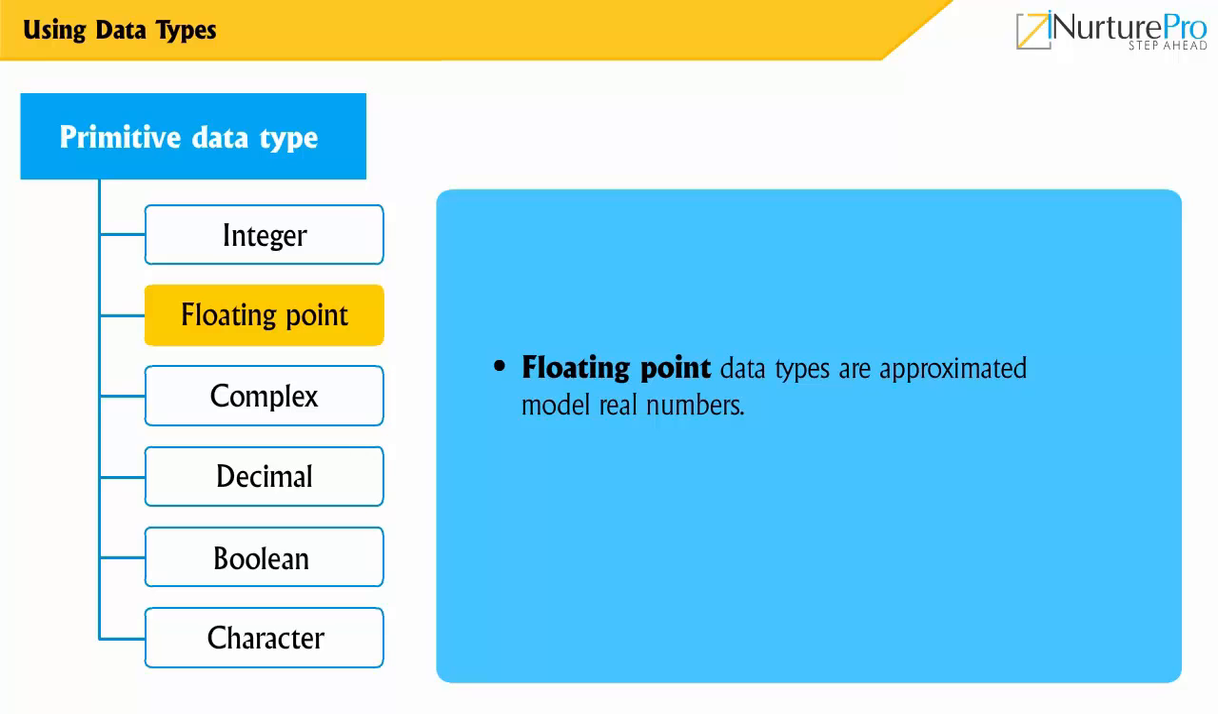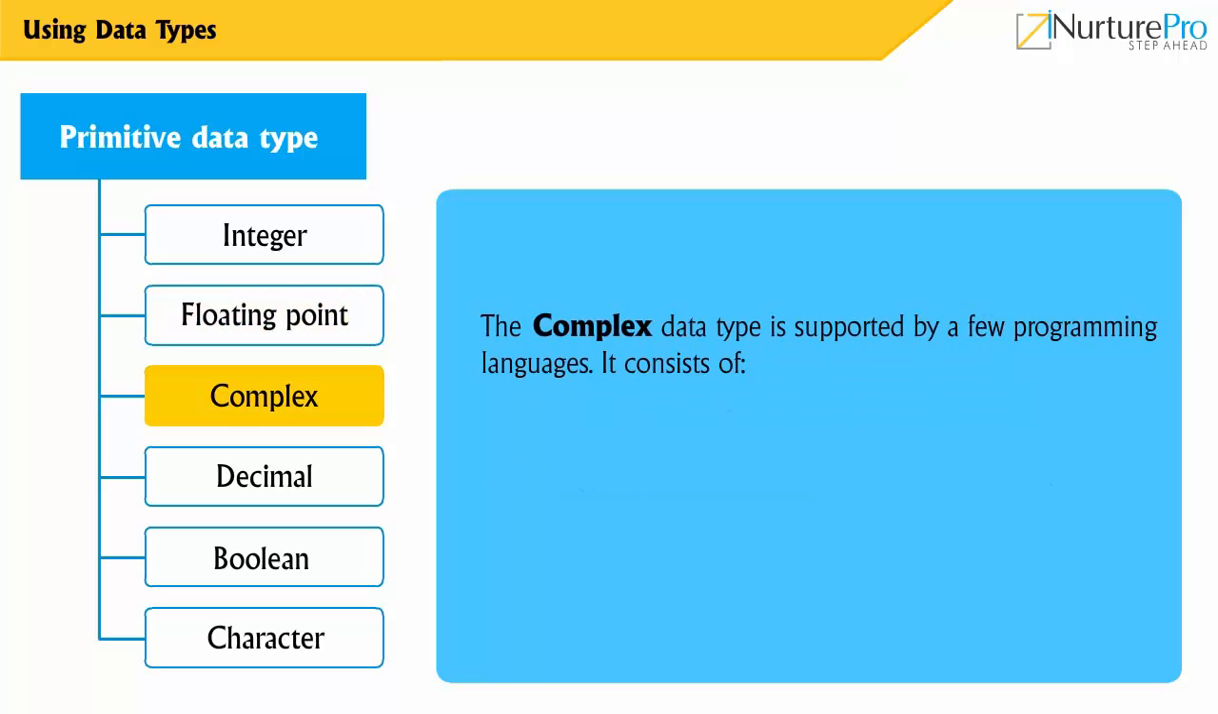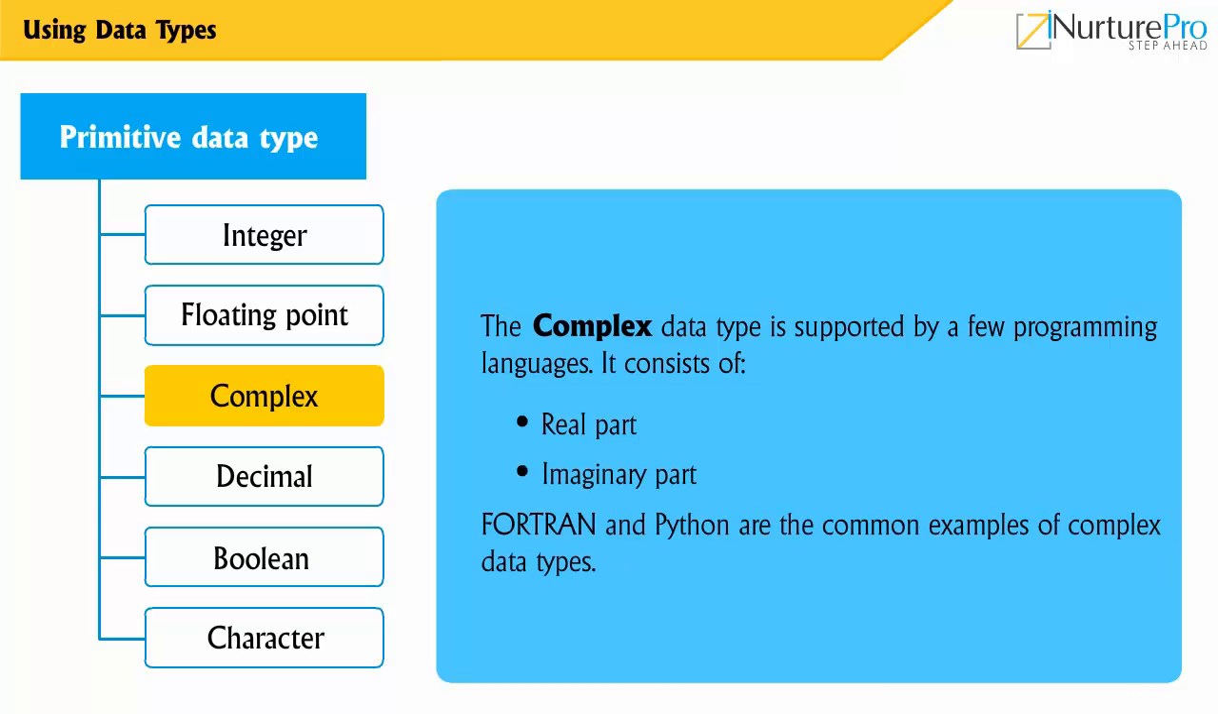Floating point data types are approximated model real numbers. Usually these values are expressed with a decimal point. Floating point values are characterized as fractions and exponents, a form which is copied from scientific notation. The complex data type is supported by a few programming languages. It consists of real part and imaginary part. Fortran and Python are the common examples of complex data types.